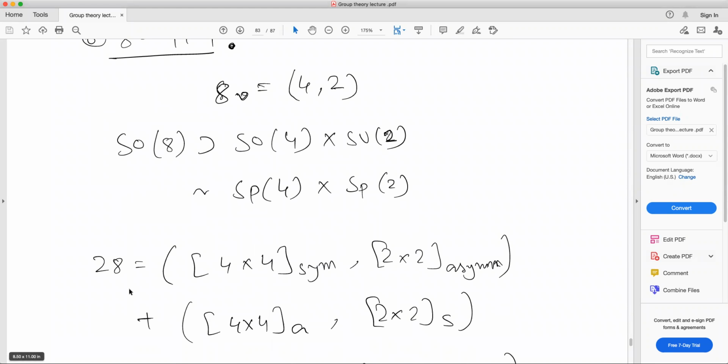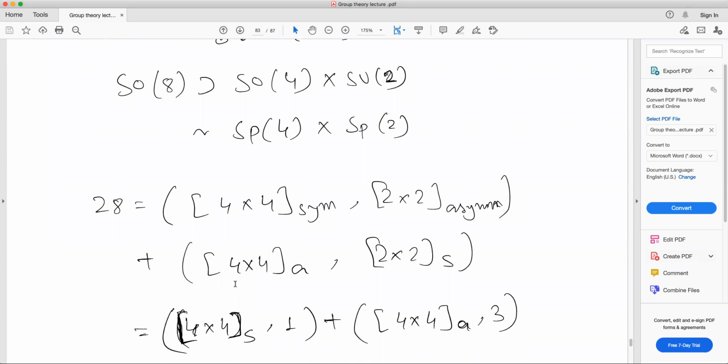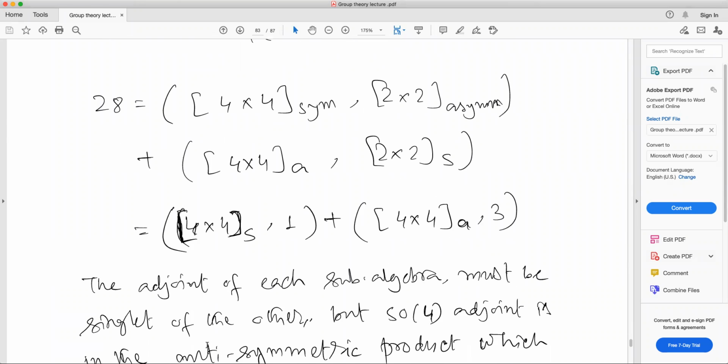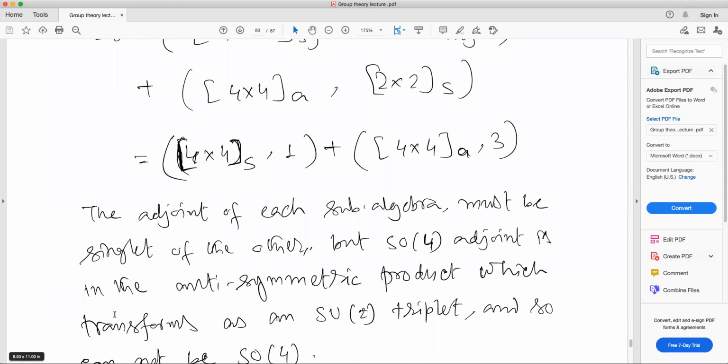So now, if we do that, then 20 will be written as a 4 cross 4 symmetric times this 2 cross 2 antisymmetric part. And another part is 4 cross 4 antisymmetric and 2 cross 2 symmetric part, which is basically written as this particular 4 cross 4 antisymmetric, and this 3 is symmetric. And the adjoint of each subalgebra must be a singlet of the other.